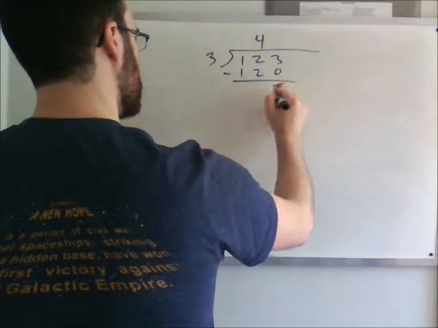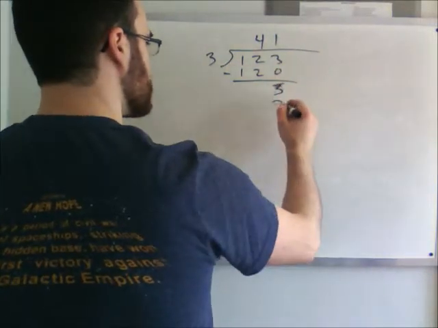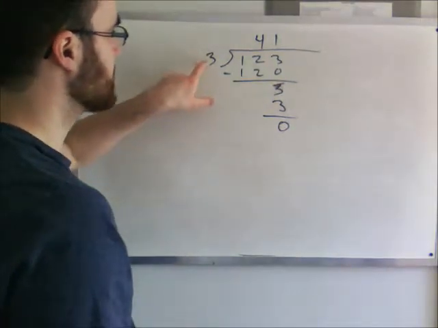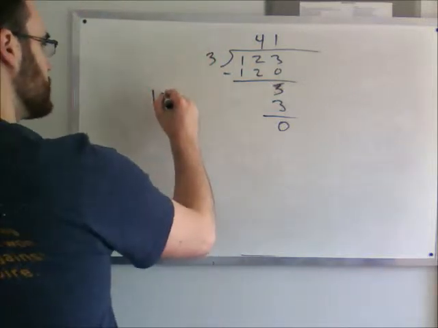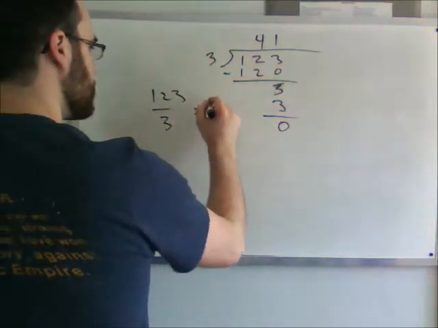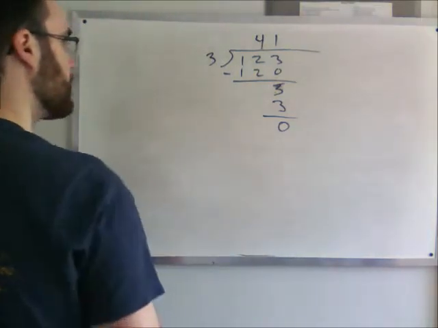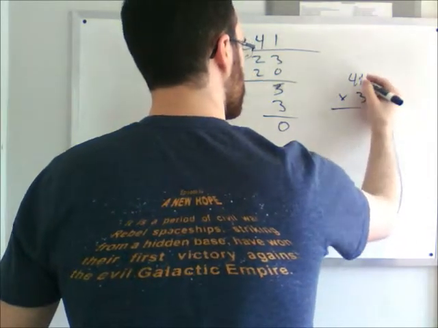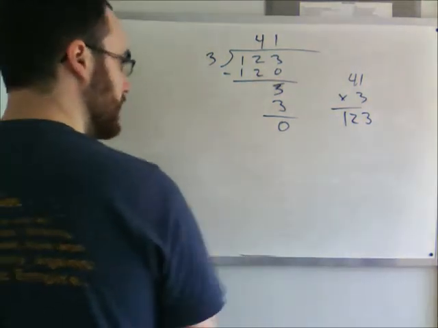3. And 3 goes into 3 one time. So we bring our 1, times 3 is 3, which is 0. So we have 0 remainder. That means that 123 divided by 3 is equal to 41. Just to double check, let's multiply it back. So 41 times 3 is going to be 3 times 1 is 3, 3 times 4 is 12, 123. So we've got the right answer.